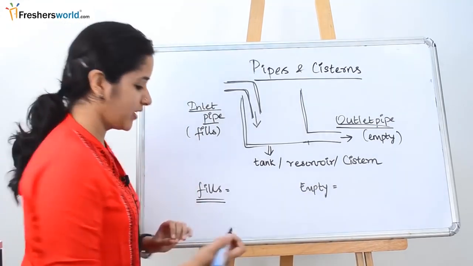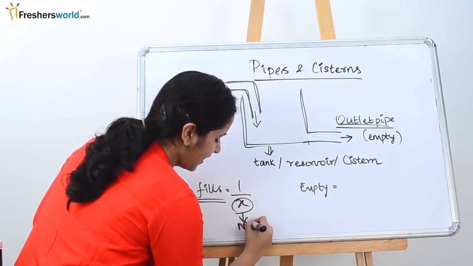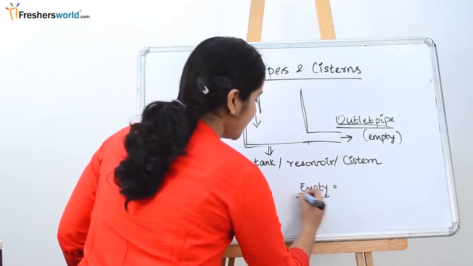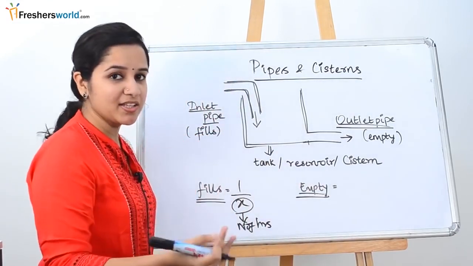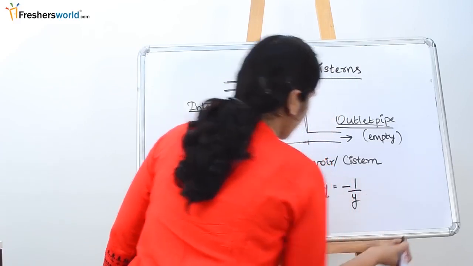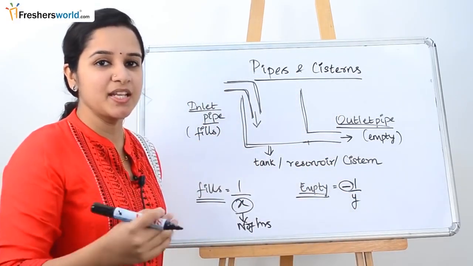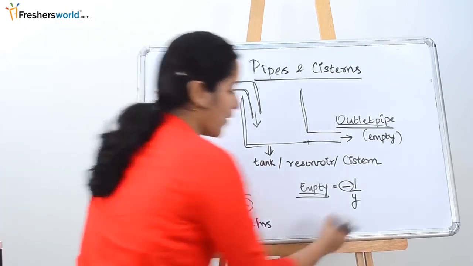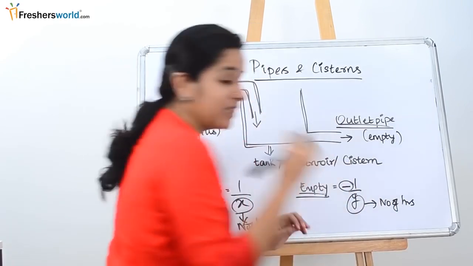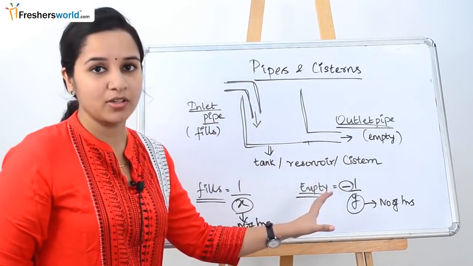So how do we denote it? We denote it as 1 by x. x is nothing but the number of hours that it takes to fill the tank. Similarly, emptying or leakage can be denoted as minus of 1 by y. Minus comes here because it is a leakage or it is emptying the water in the tank. So y is the number of hours taken to empty the tank, or for the leakage pipe to leak all the water from the tank.